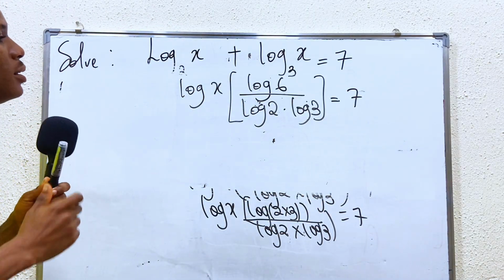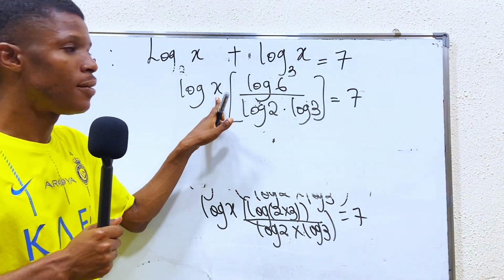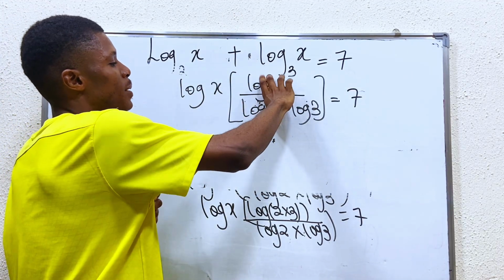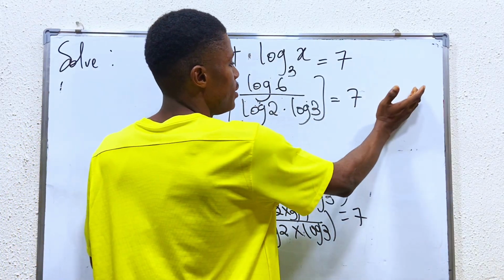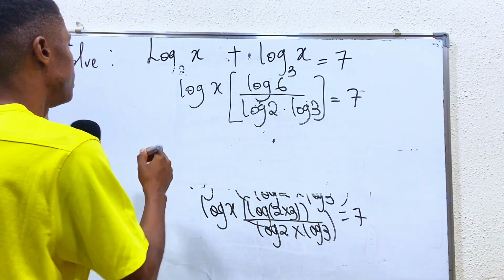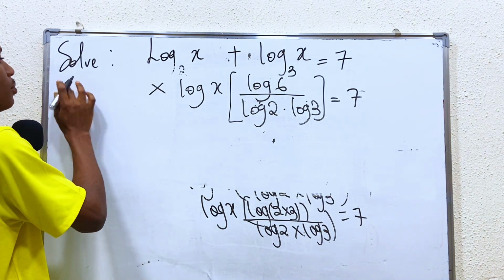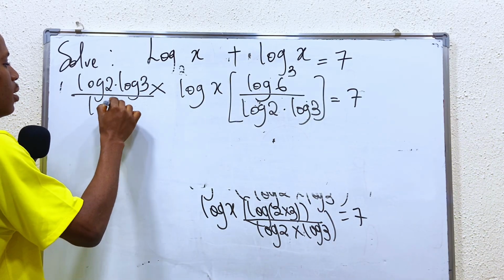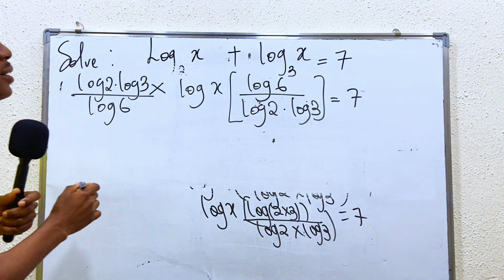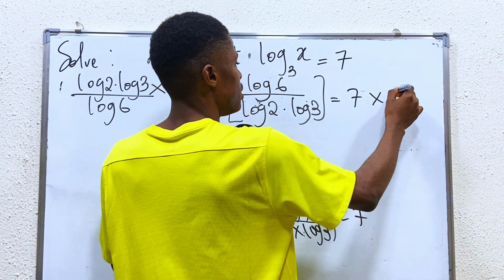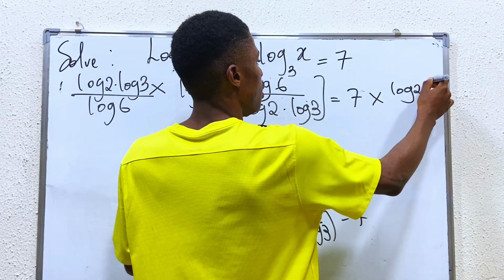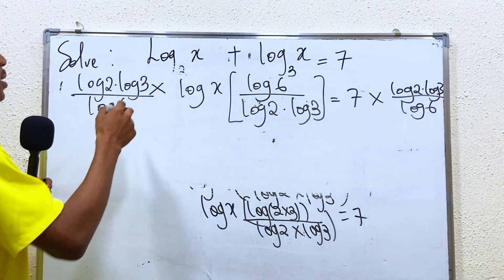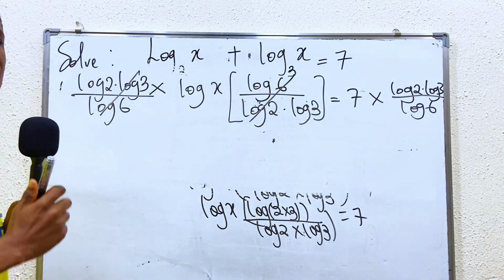Remember, our goal is to find x. To find x, we'll multiply the inverse of this particular term to this side and also to the right-hand side. So I multiply log 2 times log 3 over log 6 to this side, and I also multiply it to the other side. The reason I did that is that this can now cancel out from this side.